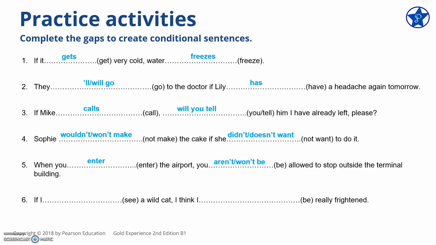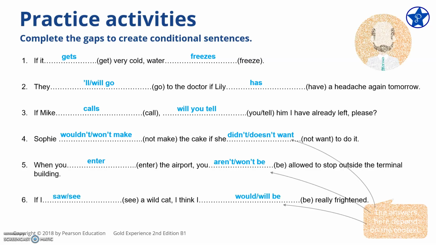But let's imagine that I'm on my way to the zoo. I could say that if I see a wildcat, I think I'll be really frightened. And as you see, both options are correct. So numbers 4, 5 and 6 depend on the context. So sometimes one sentence is hypothetical for one person and it's absolutely possible for another.